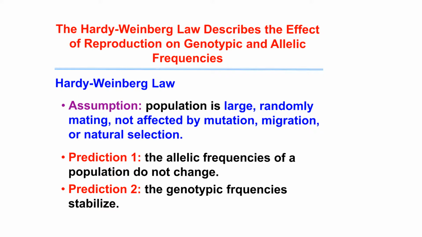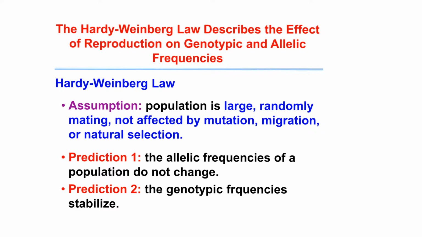So the Hardy-Weinberg law only applies if the following assumptions are met. The population is large, randomly mating, and is not affected by migration, mutation, or natural selection. If all these assumptions are met, we can say that the population is in Hardy-Weinberg equilibrium, and we can predict that the allelic frequencies of the population will not change, and the genotypic frequencies will stabilize.